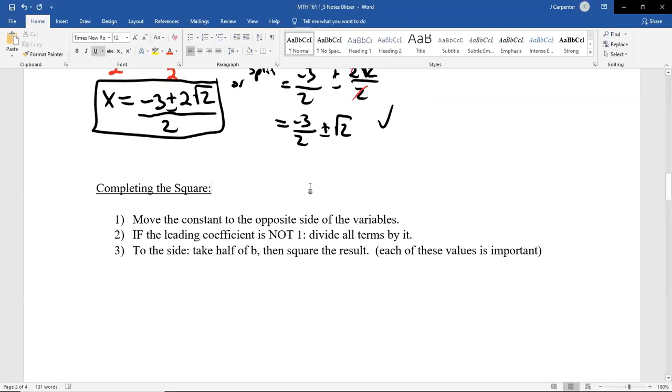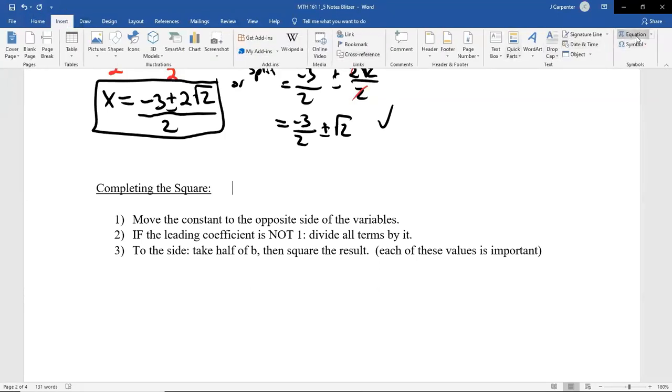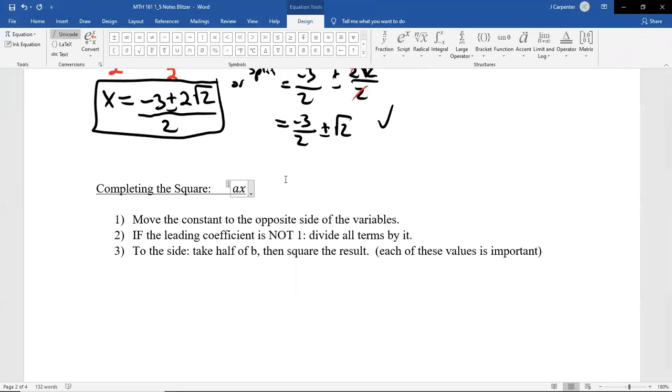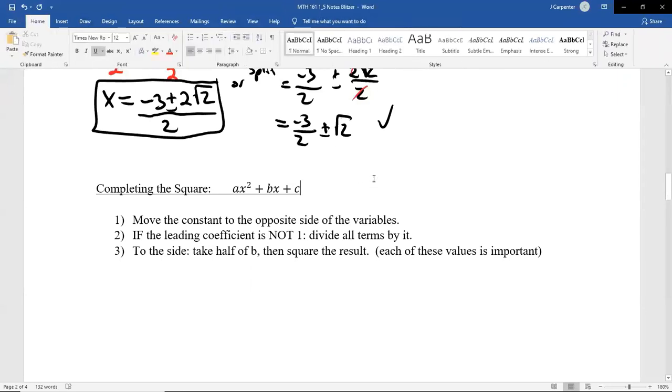All right, so we're completing the square on, and I'll make this look nice and pretty, ax squared plus bx. Let's see. So not underlined for that part, thank you. So completing the square on something like ax squared plus bx plus c. So again, the a, b, and c are just the coefficients or the constant coefficient at the end. So that's what I mean by to the side.